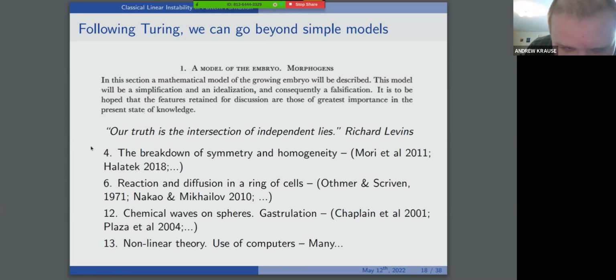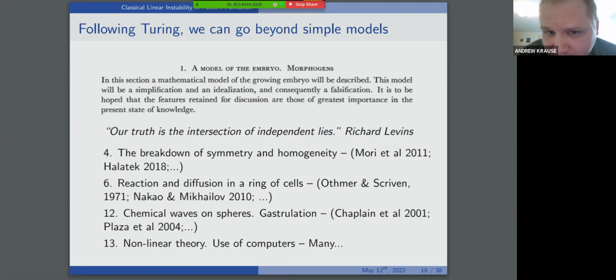So here I'm giving the number of a section of Turing's paper and then an example of a handful of papers, but really almost every section of his paper highlighted some phenomenon in these mathematical models, and this has been extended and written about by many people. In particular, I want to mention the use of computers.